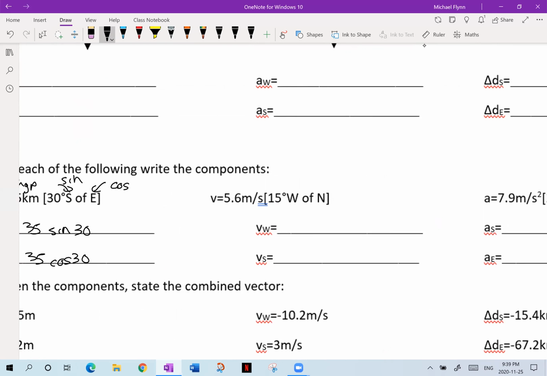And here, this time west is going to go with sine, and that one goes with cos. Now, look carefully here. The west component is going to be, this is the hypotenuse here, 5.6 times the sine of 15.